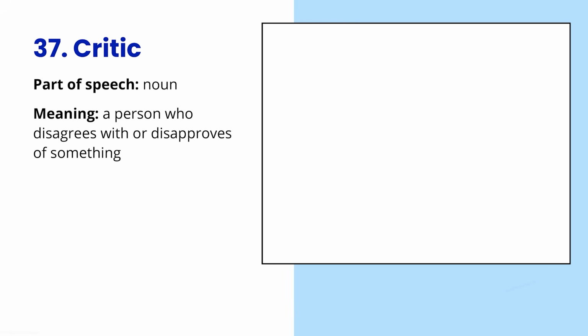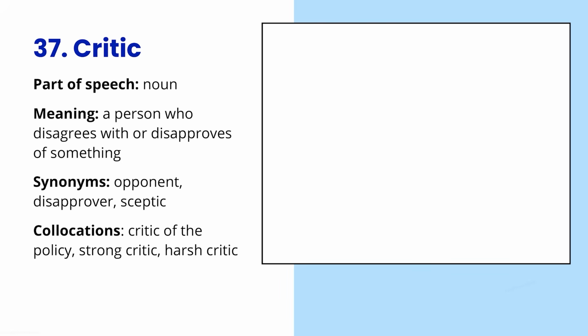Moving on to 37, which is critic. Critic is a noun and it's the opposite of a proponent. Critic means a person who disagrees with or disapproves of something or doesn't support something. Synonyms: opponent, disapprover, skeptic. Collocations: critic of the policy. So this means someone who disagrees with a policy. Strong critic, so someone who really strongly disagrees with something. Harsh critic, that has a similar meaning to strong critic.